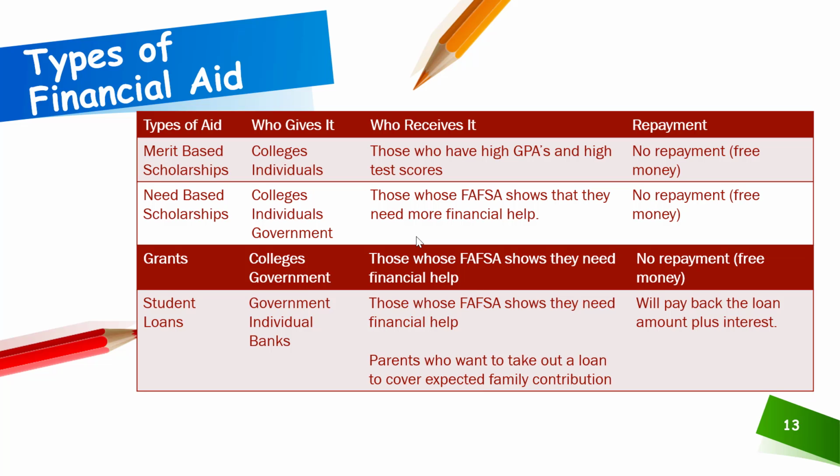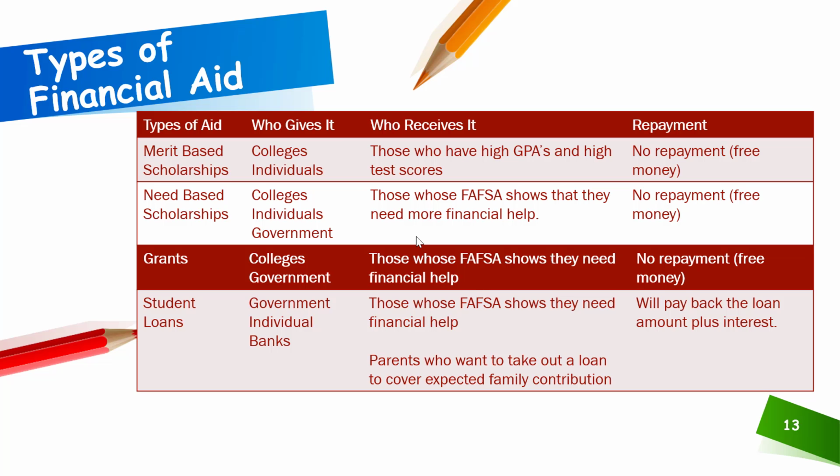There are two types of scholarships, merit-based scholarships and need-based scholarships. The merit-based scholarships are for those students who have high GPAs and high test scores. It's given by colleges and individuals. This is free money that you don't have to pay back. Then there are the need-based scholarships. That's when the FAFSA comes into play. You've completed the FAFSA. It shows that you need some help paying for college. So colleges, individuals, and the government will award scholarships based on the results of the FAFSA. Again, free money. You don't have to pay it back.